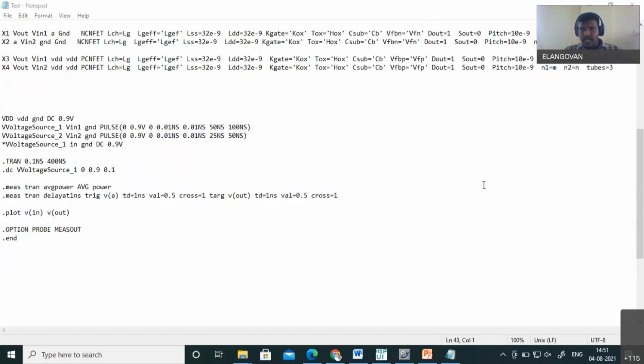Someone is asking the question. Let me check the question. What is the syntax for writing X1, X2? That is representing your transistor. Is the question like why we are using X1, X2, X3? For representing CNTFET, we use this. Suppose in the case of your MOSFET, we can use M1, M2, M3, M4. Shall I proceed?